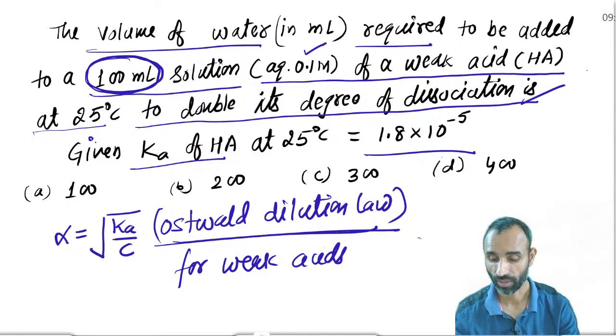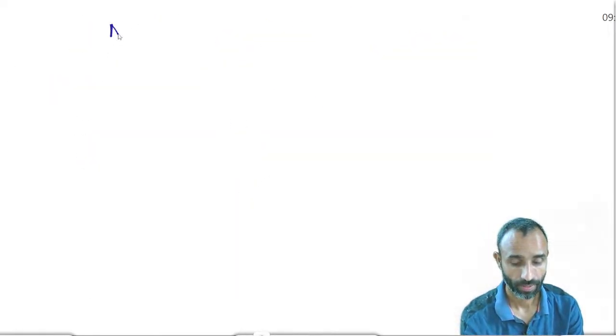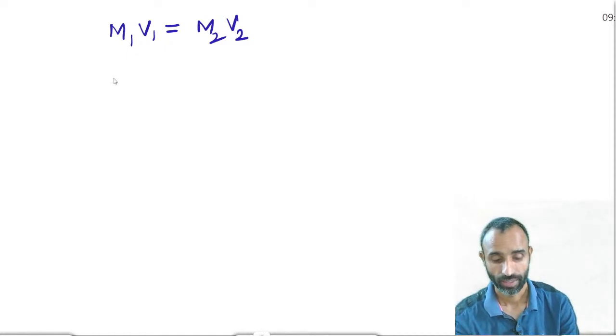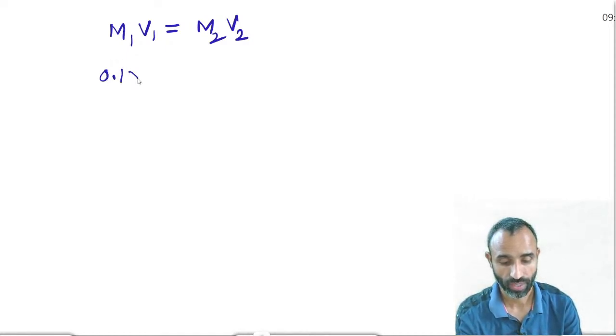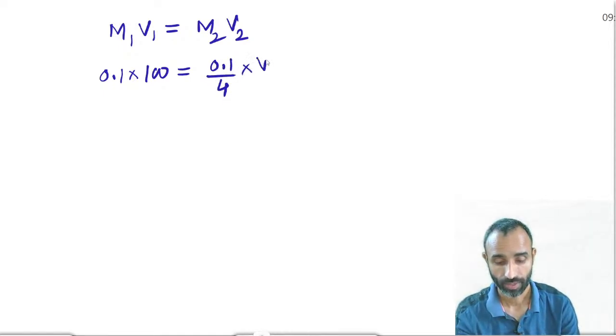Now we have to calculate the volume. So we just apply M1 V1 equal to M2 V2, because it is a dilution formula only. Initial concentration is 0.1, volume is 100. We have started with 100 ml. Now its concentration is 0.1 by 4, into volume. So volume comes out to be 400 ml.